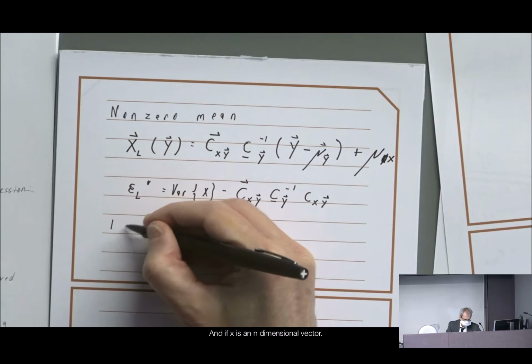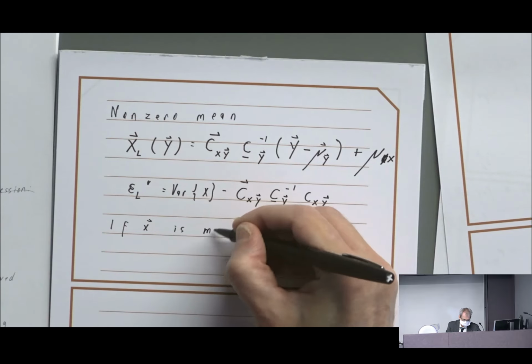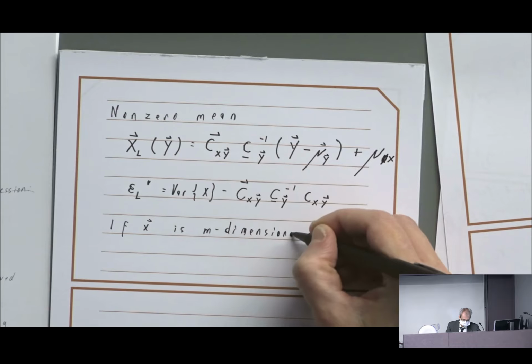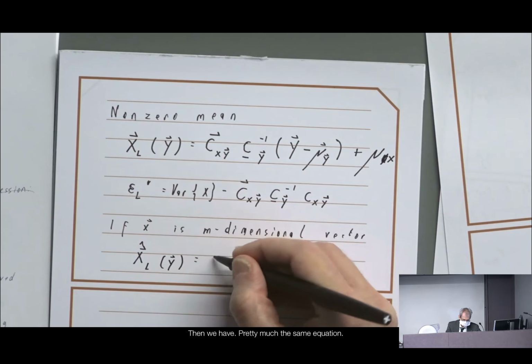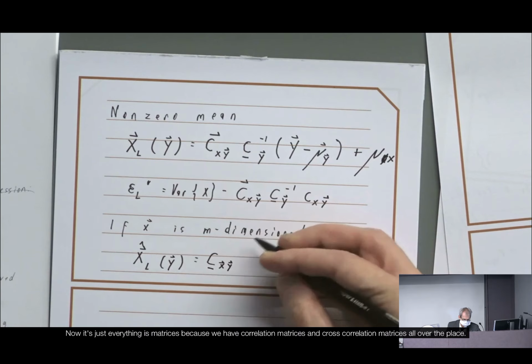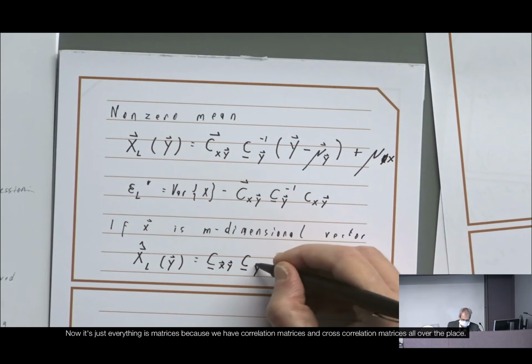And if x is an n-dimensional vector, then we have pretty much the same equation. Now it's just everything is matrices because we have correlation matrices and cross-correlation matrices all over the place.